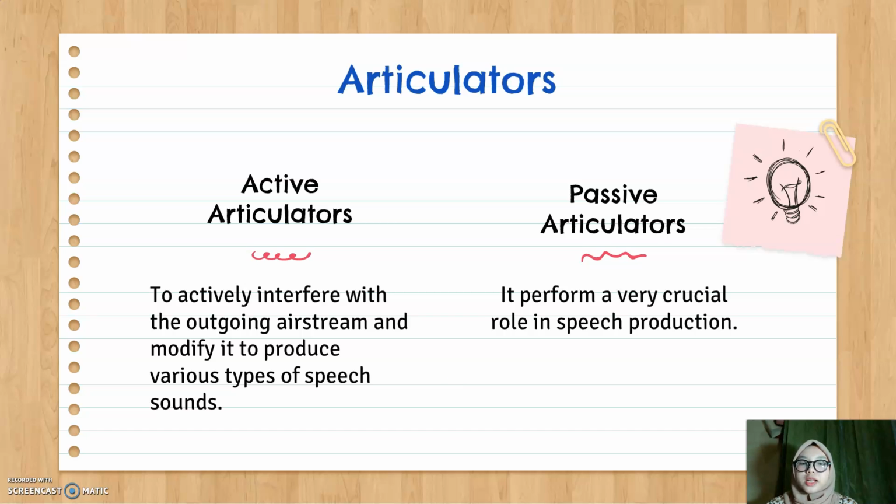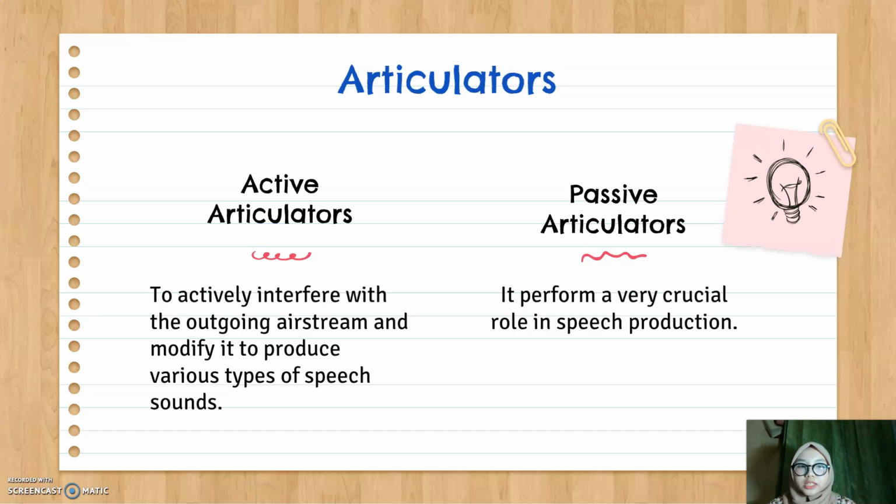All speech organs are known as articulators. They are broadly divided into two categories, active and passive articulators. The main role of the active articulator is to actively interfere with the outgoing air stream and modify it to produce various types of speech sounds.